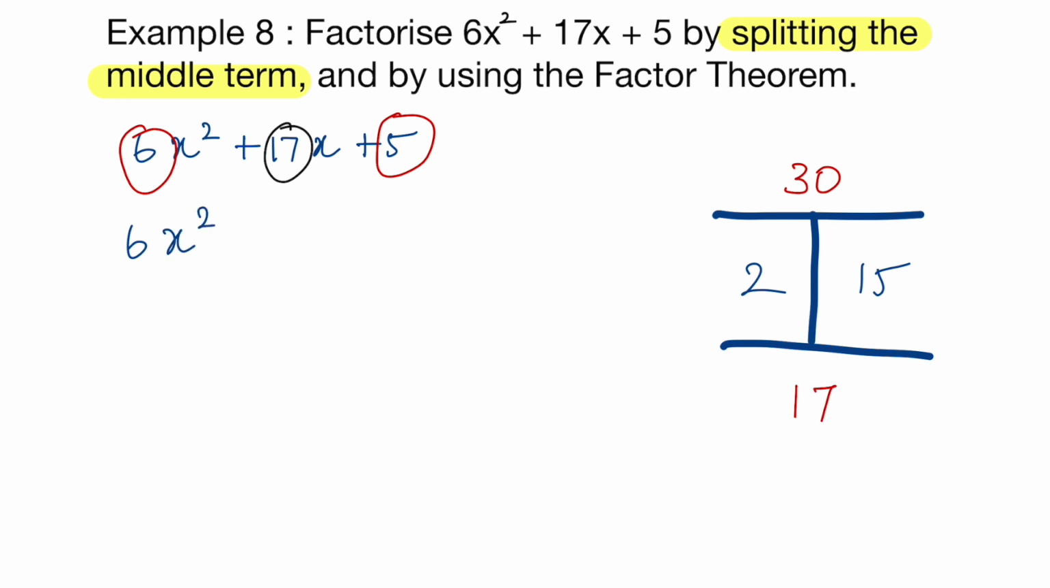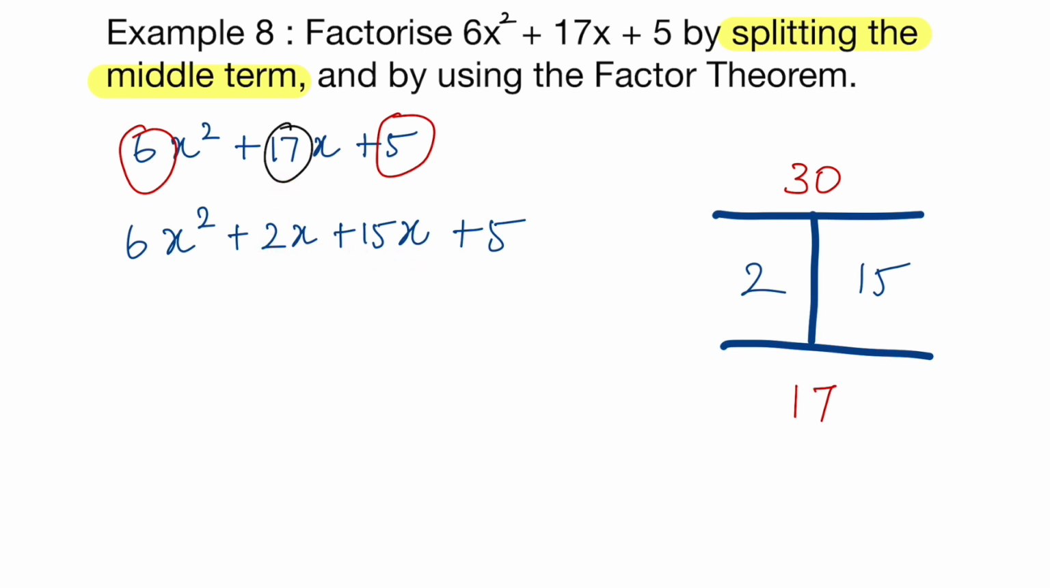So 6x squared plus 2x plus 15x plus 5. Can you observe what I have done here? I have just rewritten 17x as 2x plus 15x, because 2 plus 15 gives you 17. So technically this is right mathematically, right? There is nothing wrong here. You have just written 17x as 2x plus 15x.